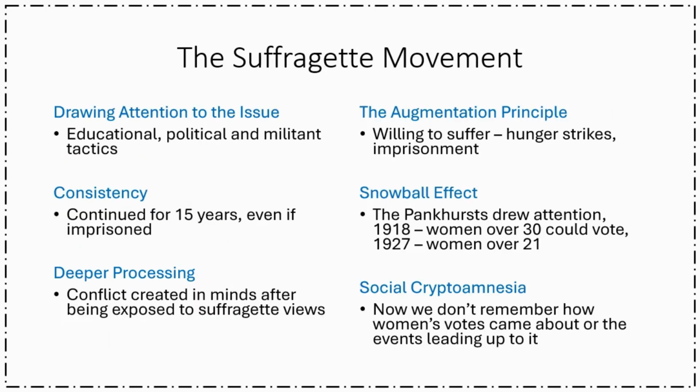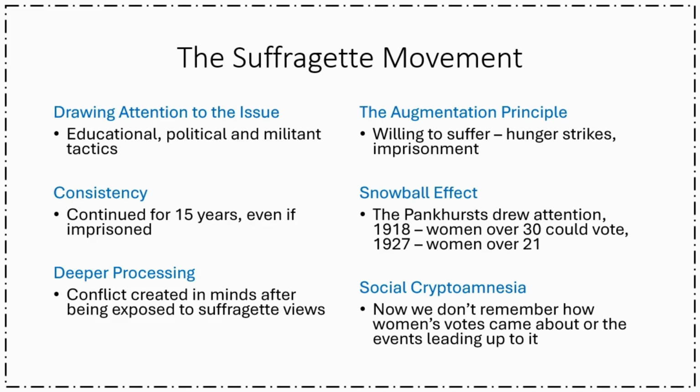The suffragette movement is another example that you could use, either as description in an essay or as an evaluation point to demonstrate the processes in social change. They drew attention to the issue through militant tactics like chaining themselves to fences, protests and marches, educational leaflets, etc. They also showed commitment through the augmentation principle. They went on hunger strike, they faced imprisonment, some even died. And they did this consistently for 15 years.